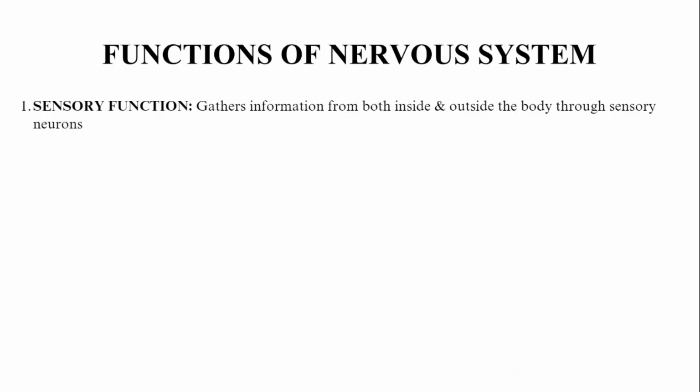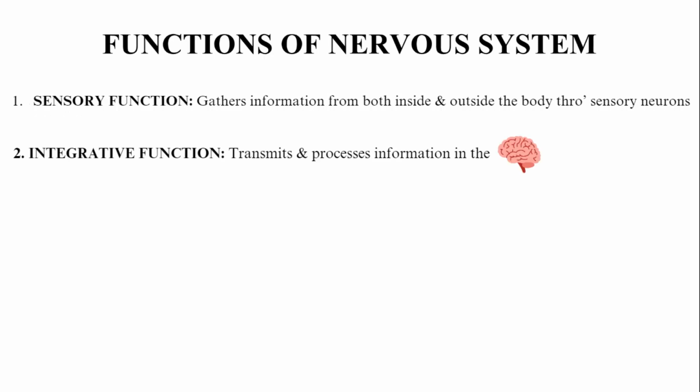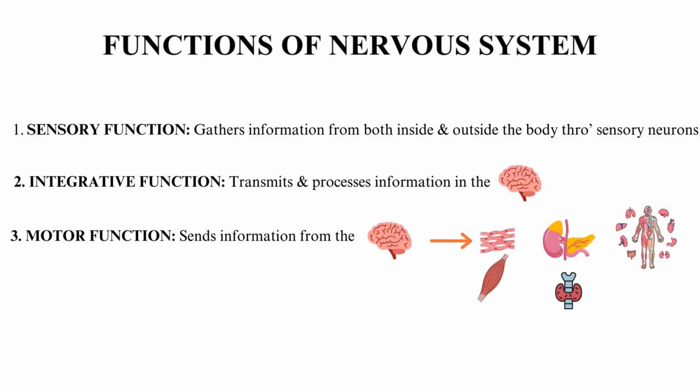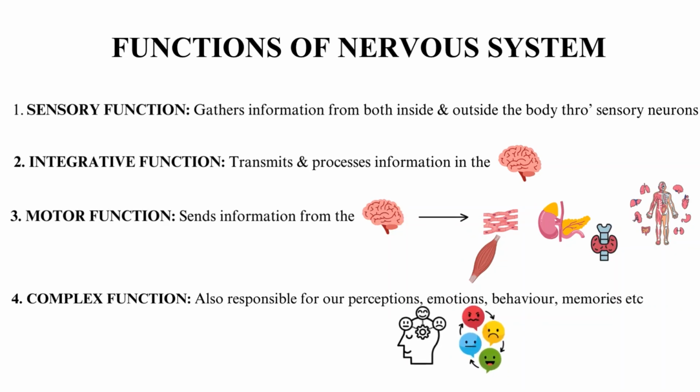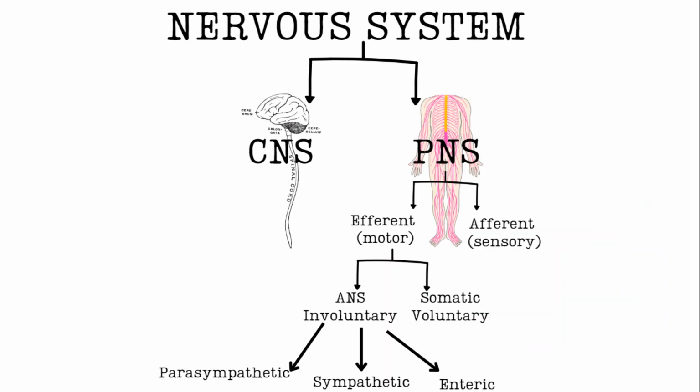To elaborate more on the functions of nervous system, the sensory function is the gathering of information from both inside and outside the body through sensory neurons. Integrative function is the transmission and processing of the information in the brain. Motor function is the transmission of information from the brain to the organs, muscles, glands, with appropriate response through the motor neurons. Apart from these, the nervous system performs complex functions that is responsible for our perceptions, emotions, behavior, memories, etc.